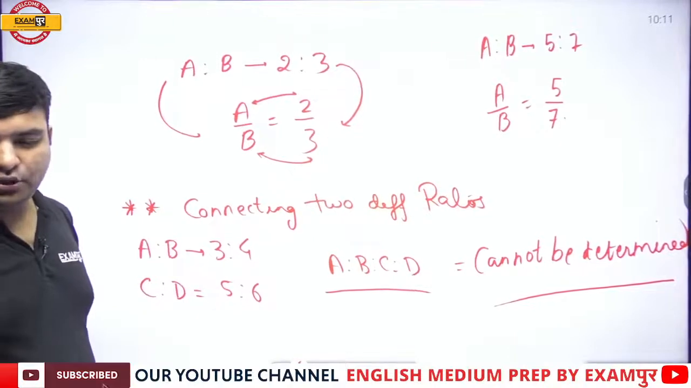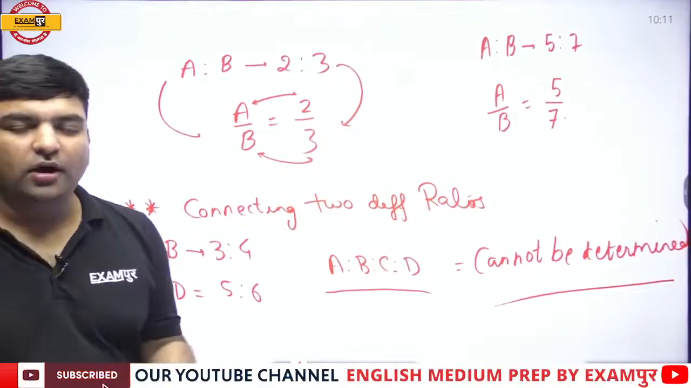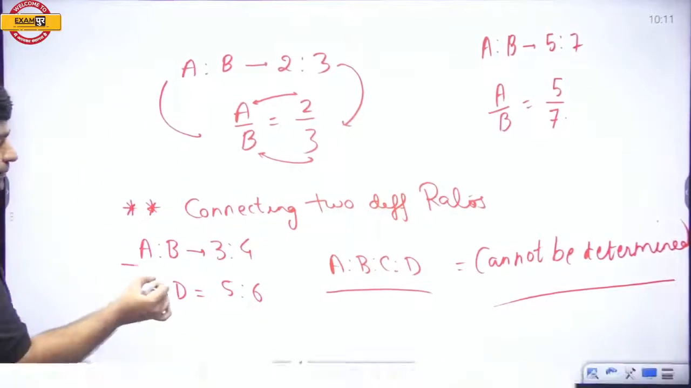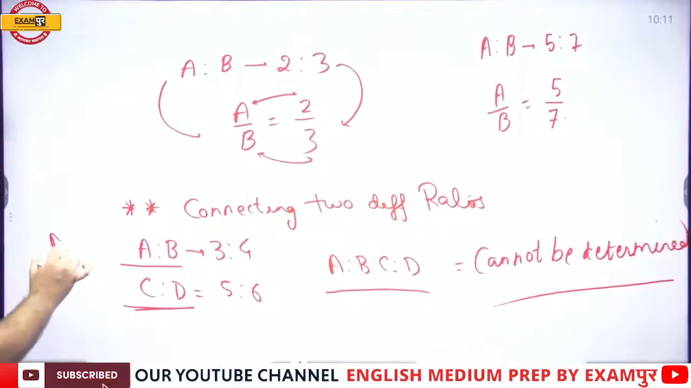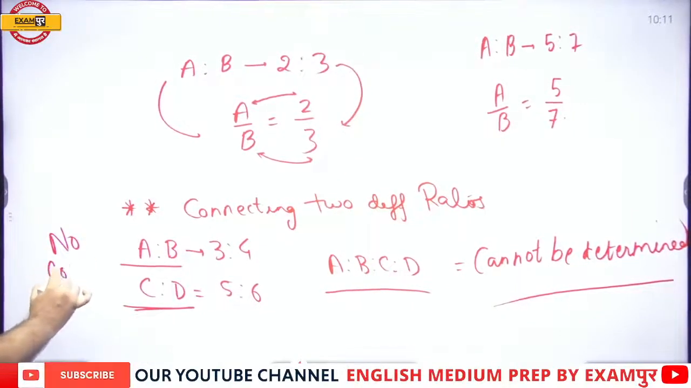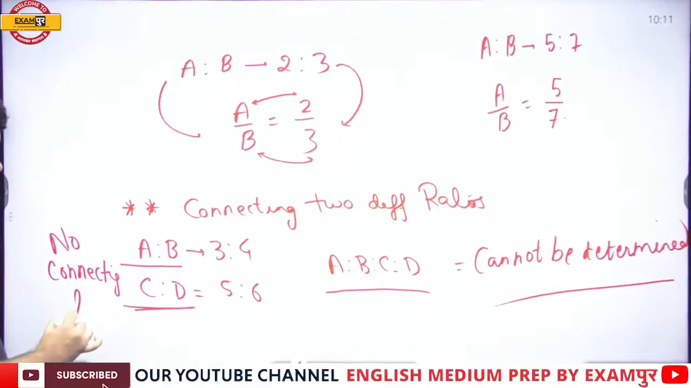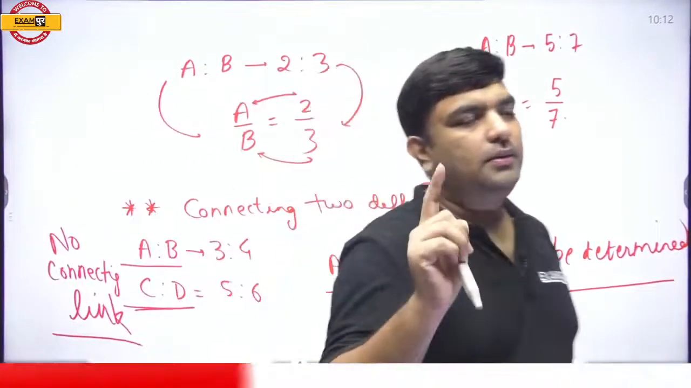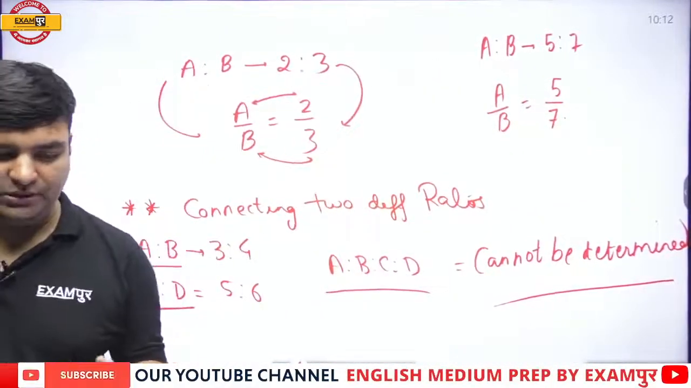You cannot connect two different ratios if there is no connecting link. To connect the ratios, there should be a connecting link, but there is none. If there is no connecting link, then we cannot connect ratios. At least one should be common to make the ratios connected.